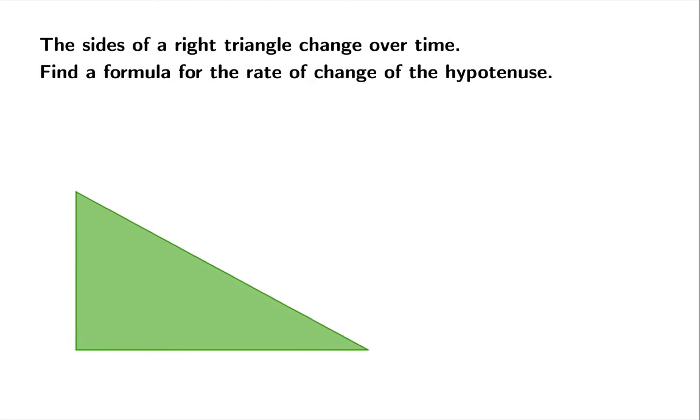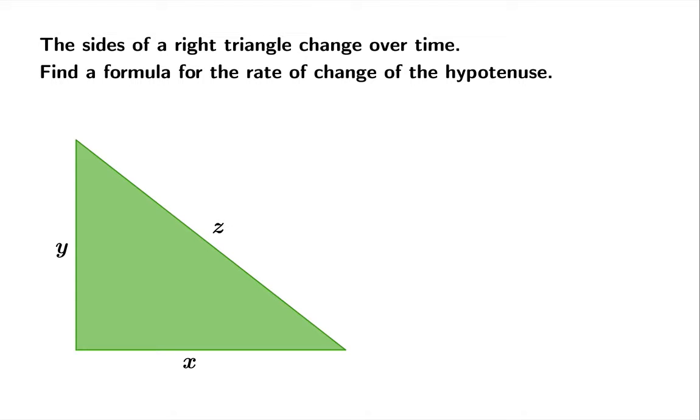Let's try our hand at a triangle problem. Suppose the sides of a right triangle change over time. Our job is to find a formula for the rate of change of the hypotenuse. Now this sounds like a hopelessly vague question, so let's just deal with it the best we can and see where we can go with this. We'll give names to the sides. So we'll call the sides x and y and the hypotenuse z.